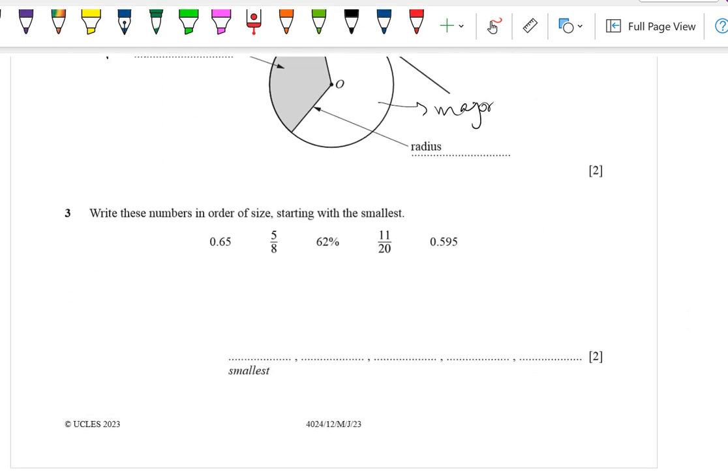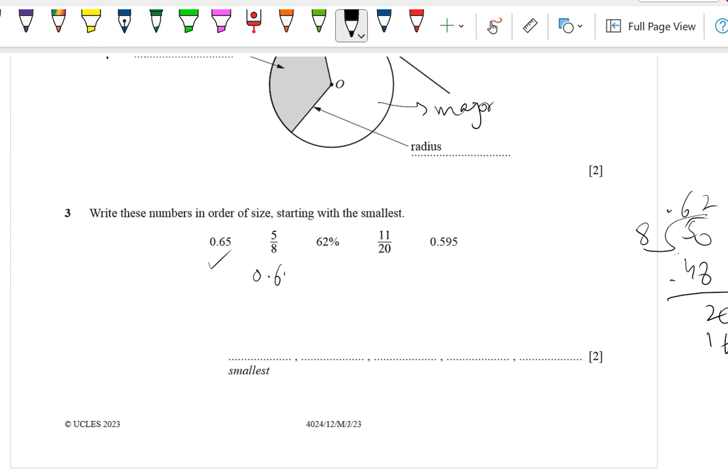For these type of questions, you should convert every number into a decimal. So it's already in decimal. Let's see what's 5 over 8 gonna be. 0.625, 0.62.